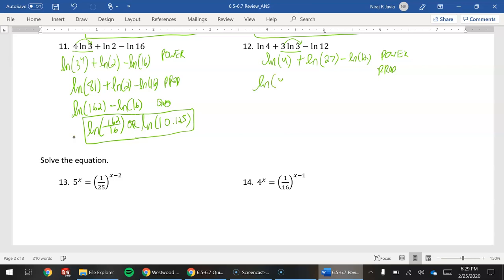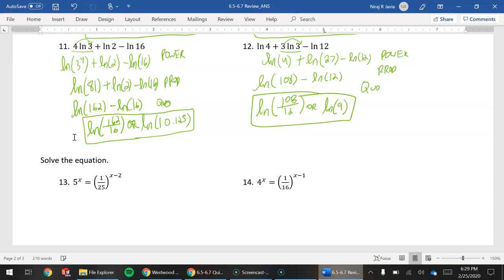Then we're going to do the product rule. So natural log of 4 plus natural log of, what, 27 times 4, that's 108, minus natural log of 12. Then I'm going to do the quotient rule. It's natural log of 108 over 12, or natural log of 9. There you go. So those are 12 questions on expanding and condensing logarithms.